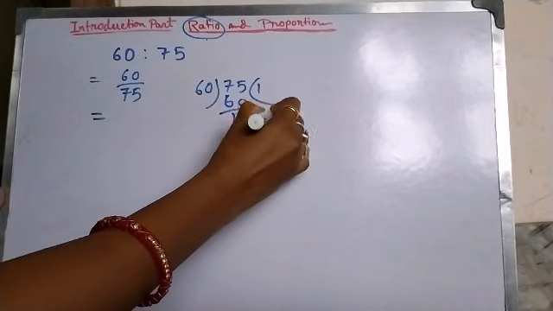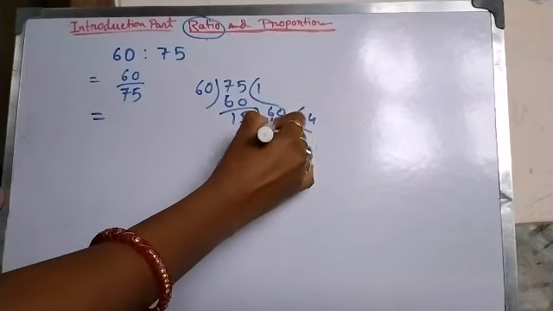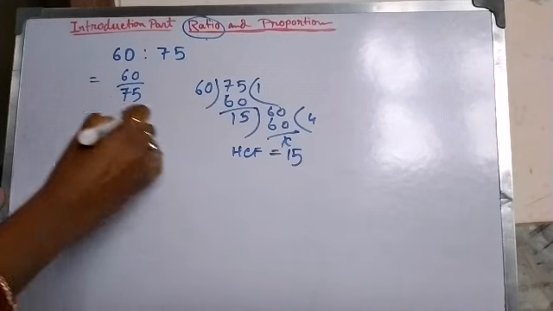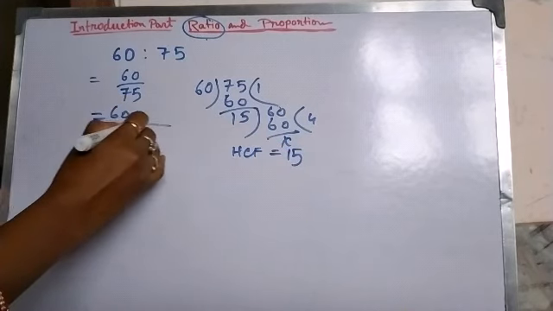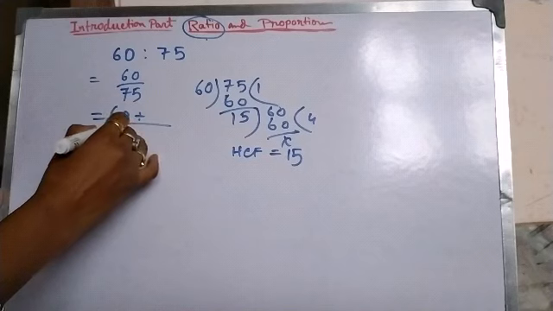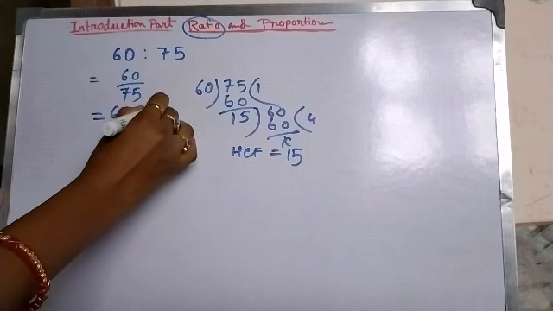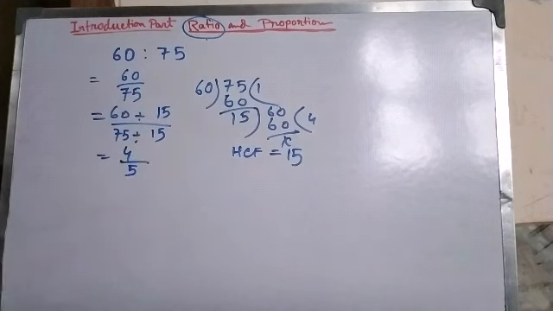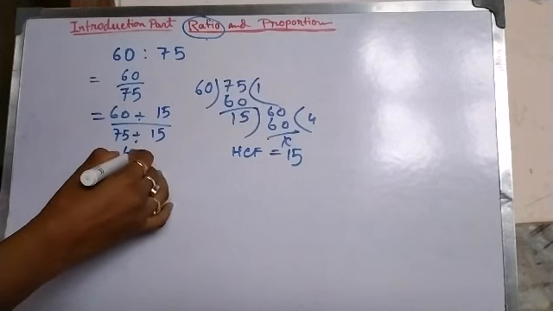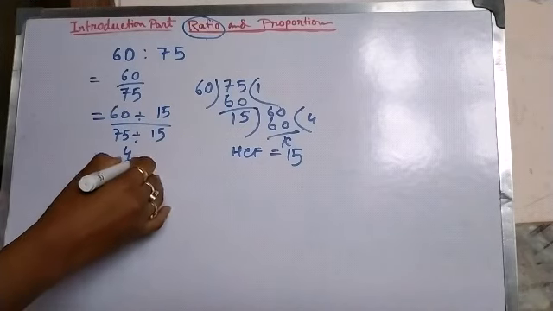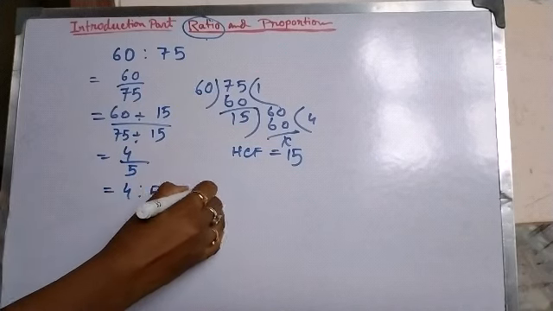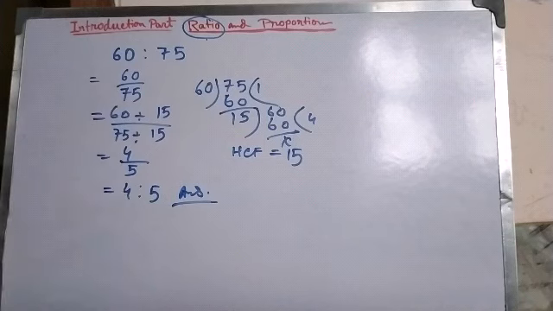That means 15 fours are 60, then HCF is 15. So by 15, if we divide both the terms, that means numerator and denominator, 15 fours are 60, 15 fives are 75, 4 by 5. So we will get the simplest form of it. Then this is the fractional form, so you have to transfer it into ratio form, 4 is to 5. This is the answer. So this is the process to make it in simplest form.